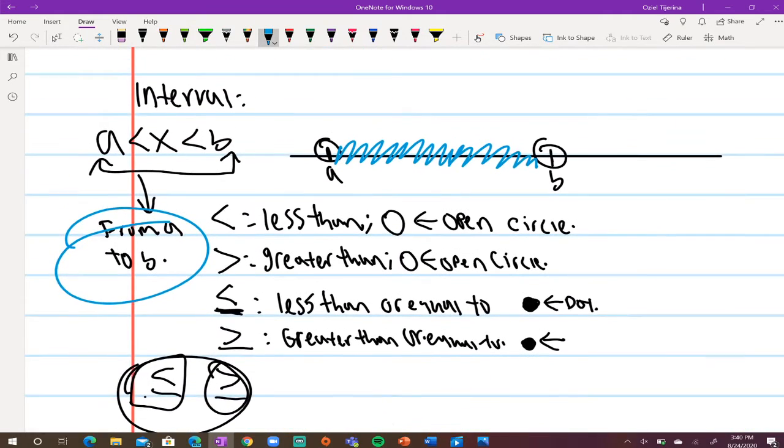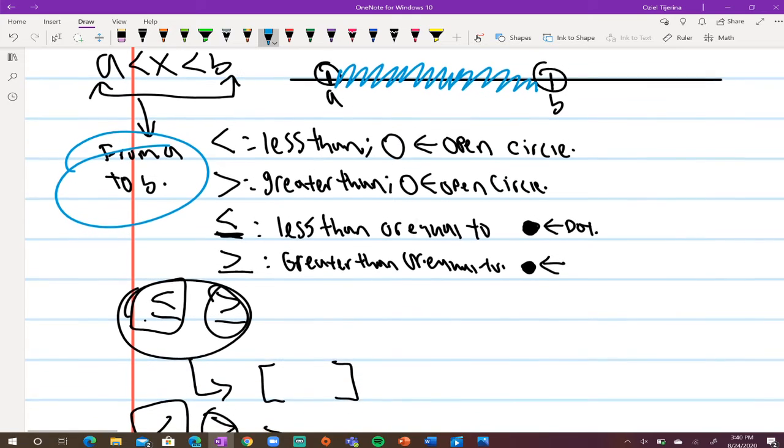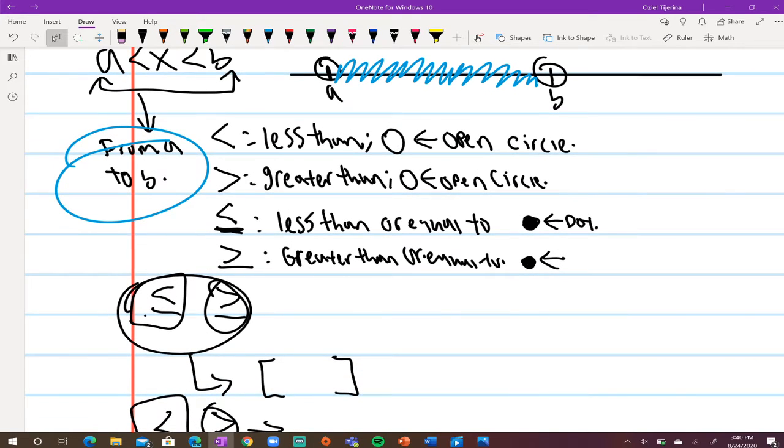It's always from A to B. So anytime you see a number to another number, make sure you put them from least to greatest, from left to right, and then put them on the number line and just shade in between. And remember your rules for less than or equal to, or greater than or equal to: it's a dot or an open circle.